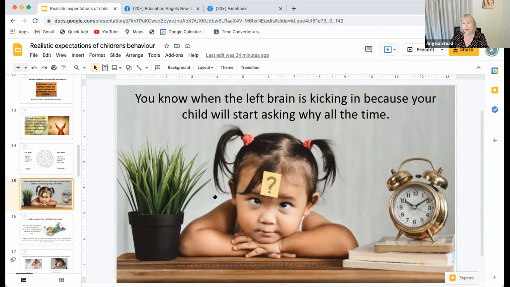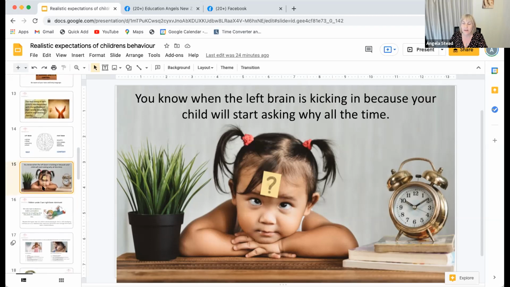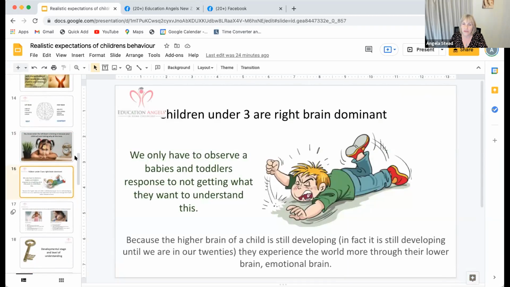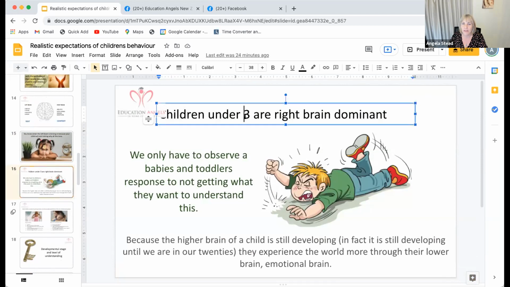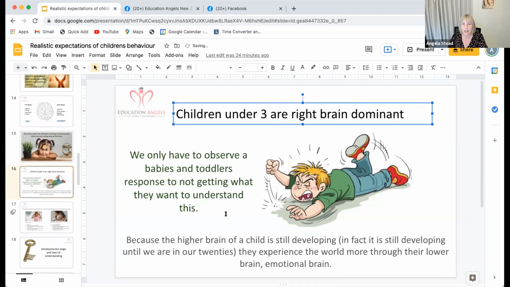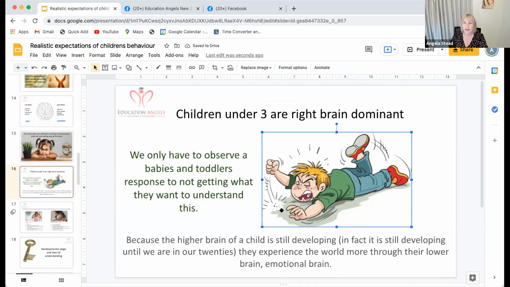And you'll know when that happens, because they'll start to ask why. For children of 3 or up, it's generally their favorite question, constantly asking why. And that's a good sign. Your child's brain is developing really well when you get to that stage. But similarly, for children under 3, being very right brain dominant, you can see this in their behaviours, and I'm sure this is a very familiar picture for many of you.